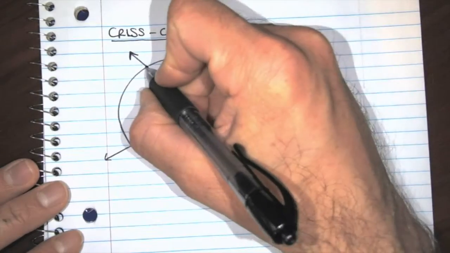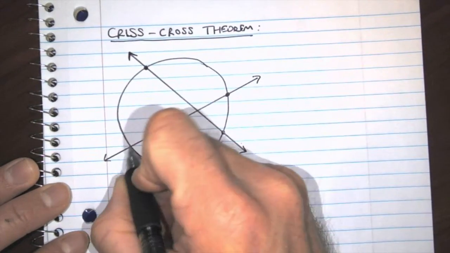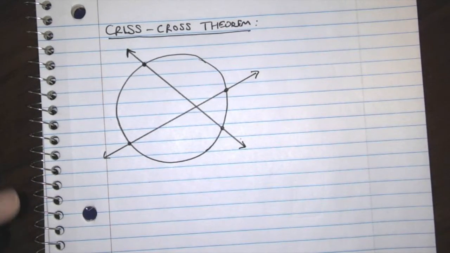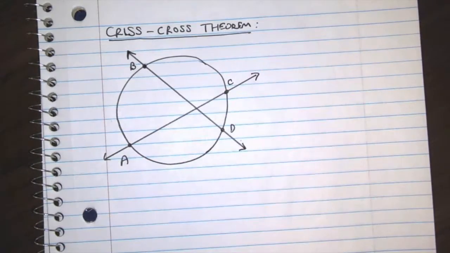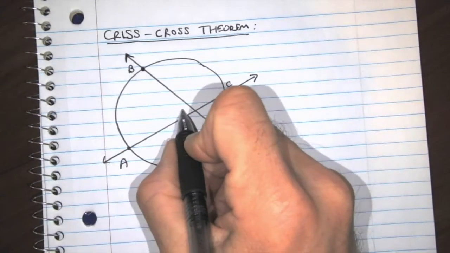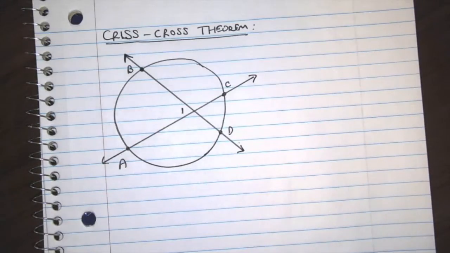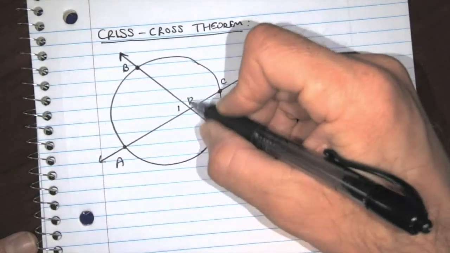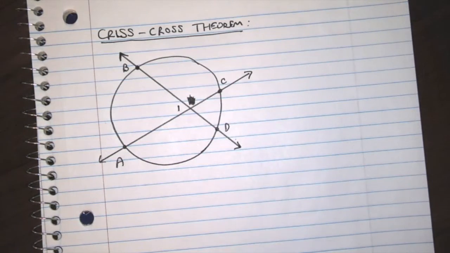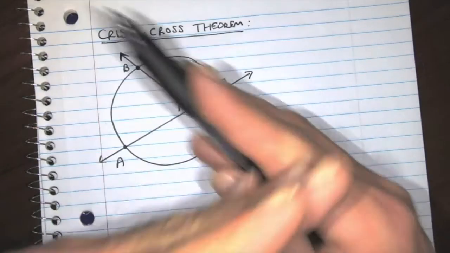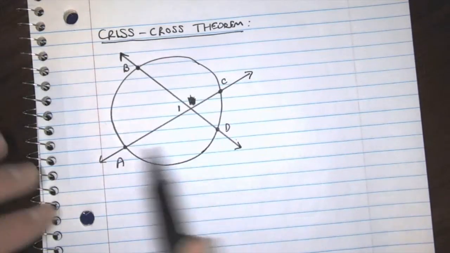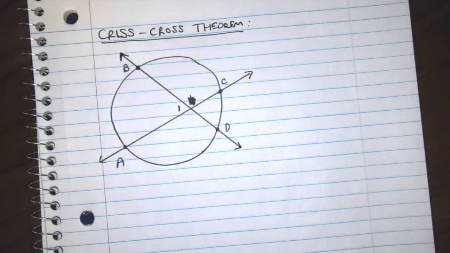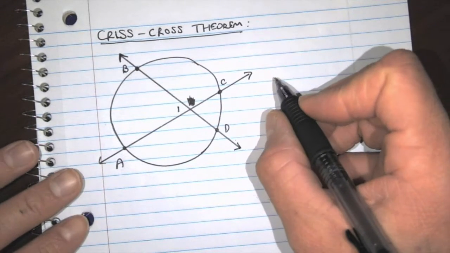All right, let's go ahead and label these. Let's call this A. Call that B. C, D. And then put angle 1 right here. Just work with angle 1 with me, folks. So obviously we got a crisscross thing going on here. We got 2 lines that are crisscrossing on the inside of the circle. Here's the crisscross theorem, folks.